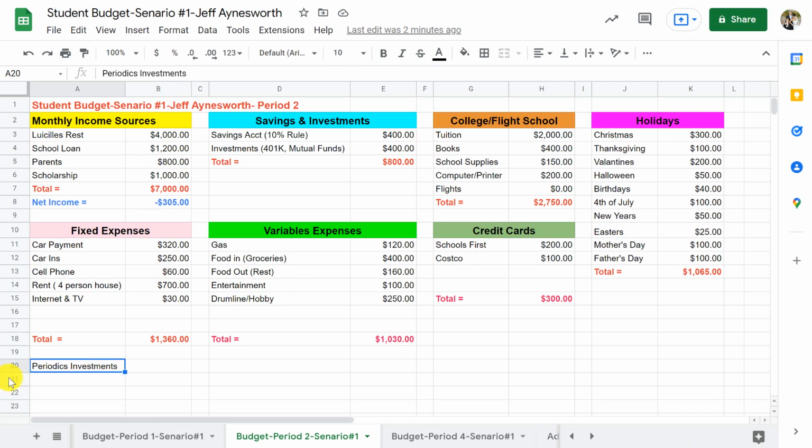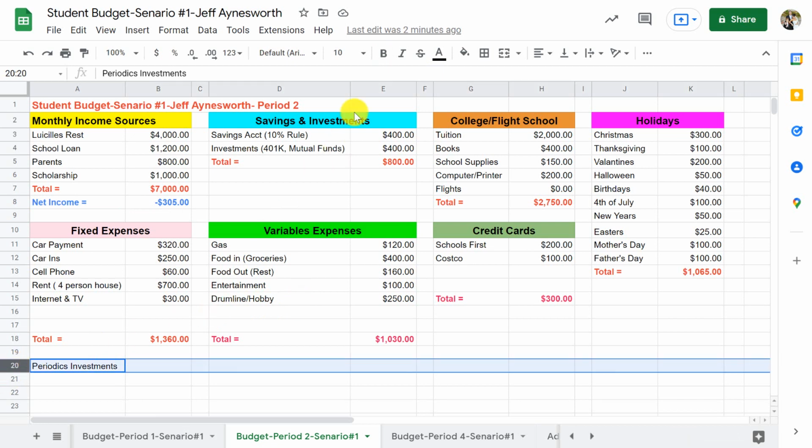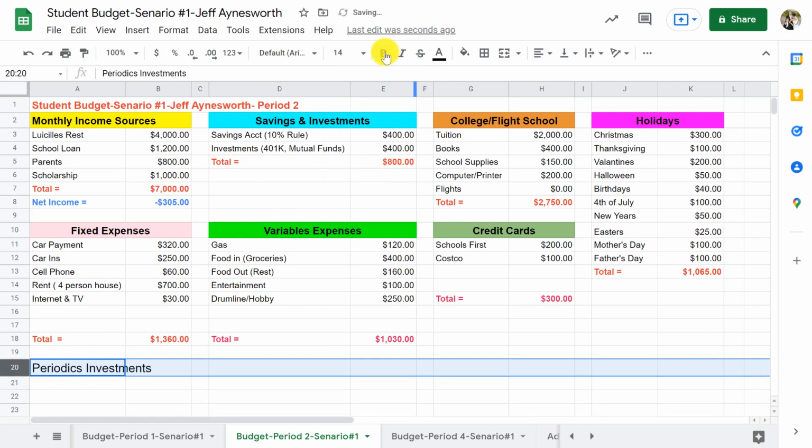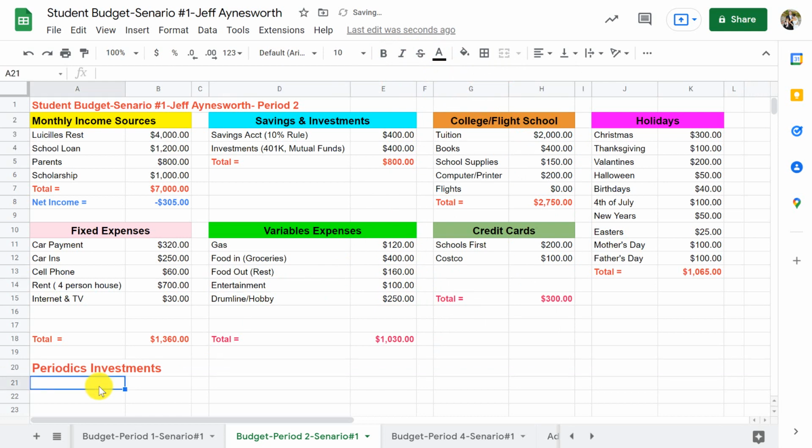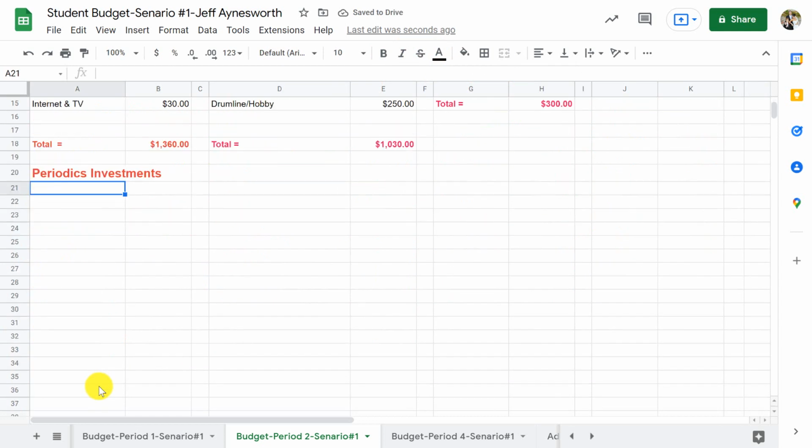Okay, so let's make this a little bit bigger. So change the title size, and I'm going to bold it, change the color so it pops out. So let's talk about periodic investments. And the first periodic investment I want to talk about is the weekly periodic investment, like in our Chapter 5 project. So type in weekly periodic investment.